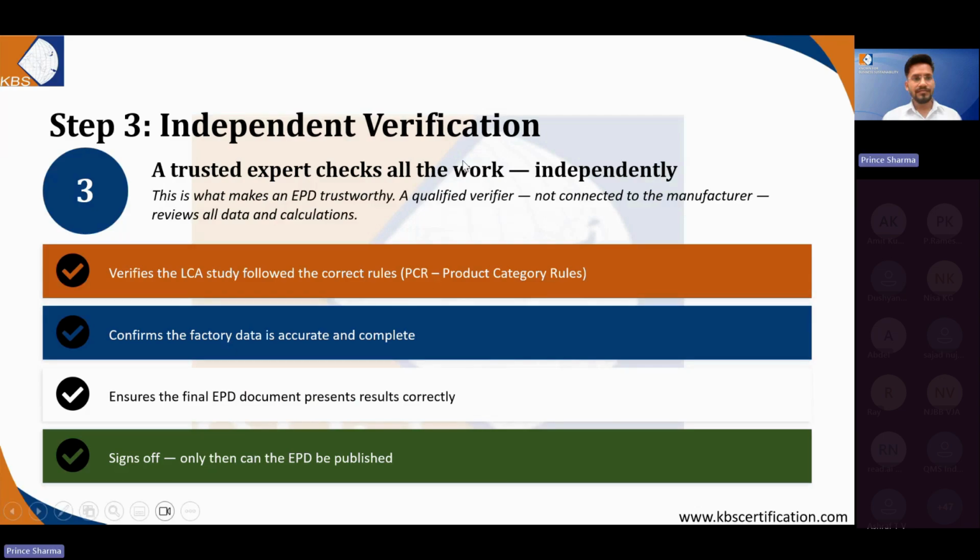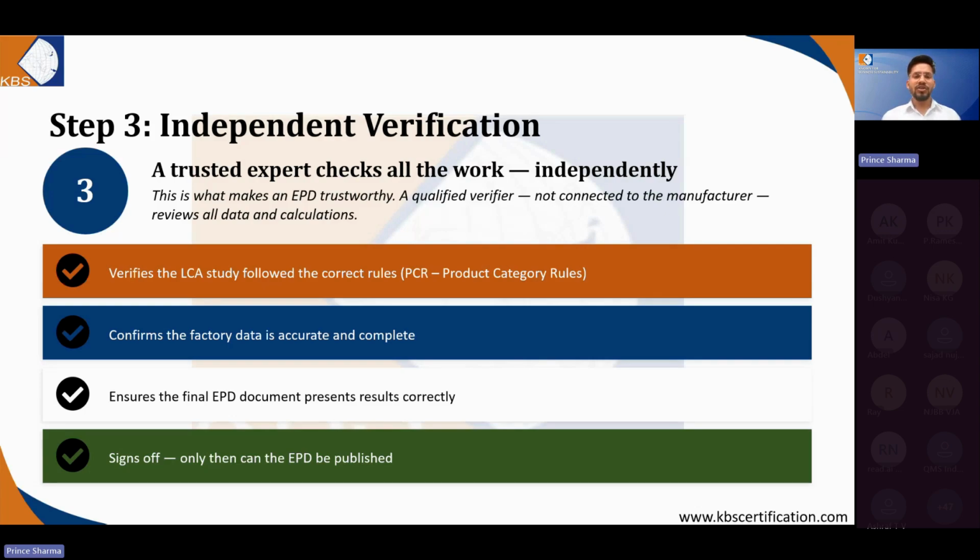Then coming to the third step: first you have taken the data from the factory, second you did the life cycle assessment, and third you will be taking that LCA report and sending it to the independent verification, to the independent verifier. So he must be a third party verifier. He should not be from your team, right?